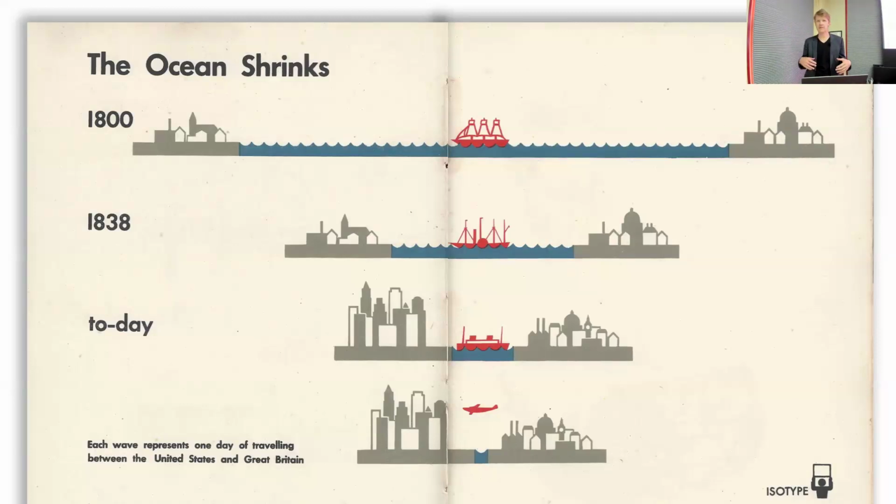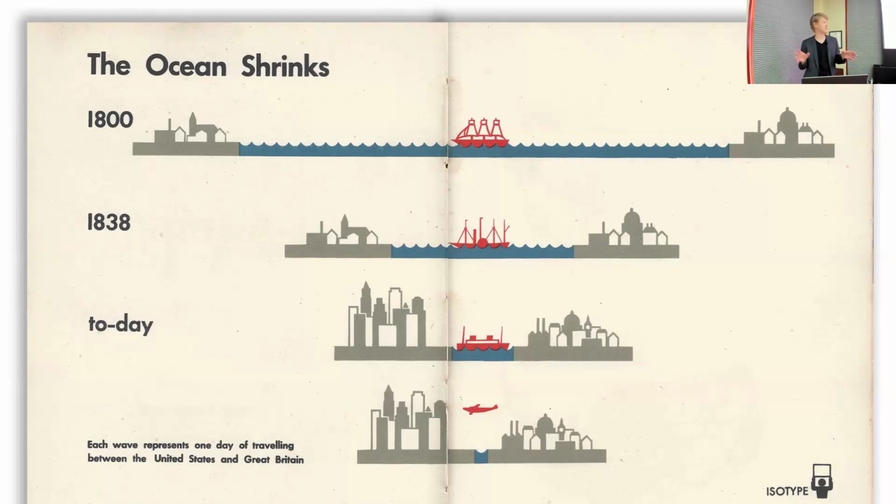The Ocean Shrinks is one of 53 pictorial charts from a book called Only an Ocean Between, created by the Isotype Institute, which was led by Otto and Marie Neurath in the 1940s. This book basically celebrates British-American relations during World War II and steps through a series of comparisons between Great Britain and America. And here we have the ocean shrinks. It's really not the ocean shrinking, right? This chart is about the increasing speed of transportation technology.